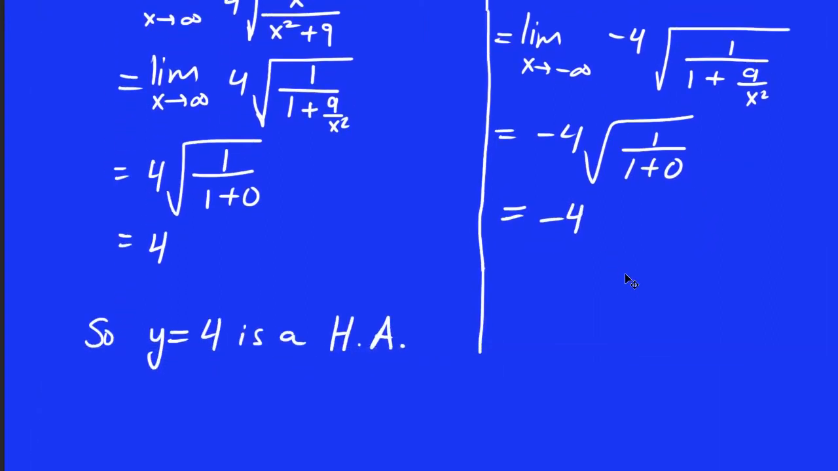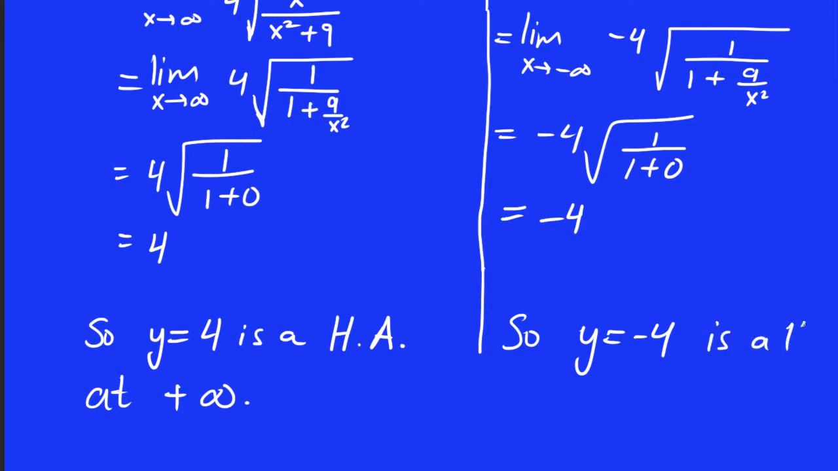So it looks like we get another horizontal asymptote. y equals minus 4 is also a horizontal asymptote. Actually, I should be a little bit more specific here. y equals 4 is a horizontal asymptote at plus infinity. And here y equals minus 4 is a horizontal asymptote at minus infinity.